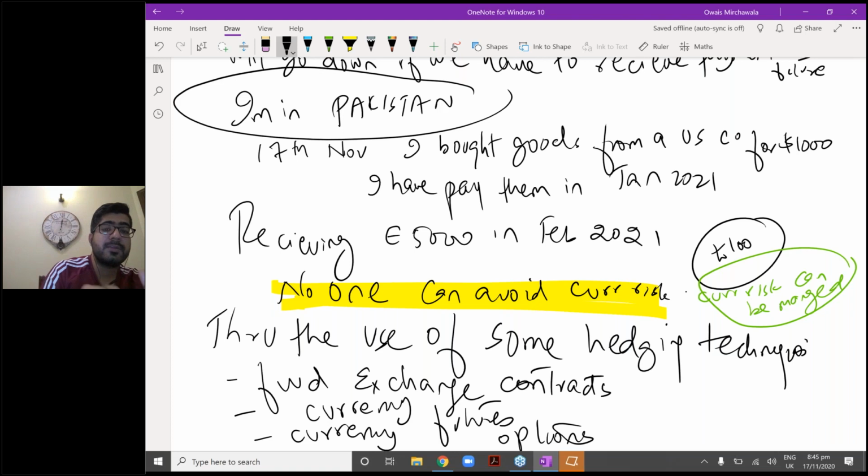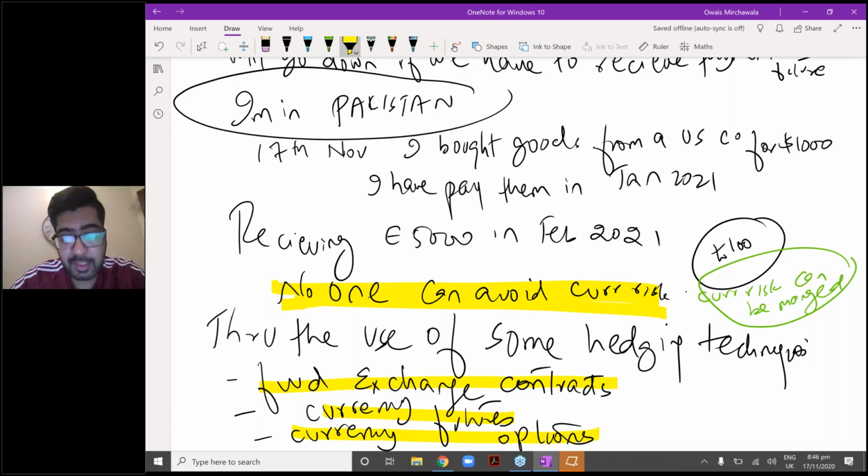So currency risk is basically managed through the use of some hedging techniques. Now the 3 most commonly used and commonly examined hedging techniques are forward exchange contracts, currency futures, and currency options. Okay, I'm going to discuss all 3 techniques with you through some examples, and then we will be in a position to go towards a past paper question. Okay, any question up till now?